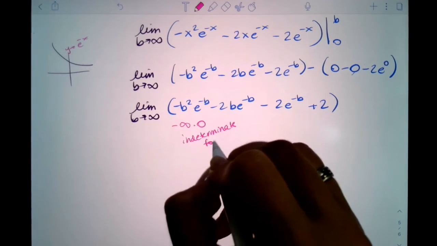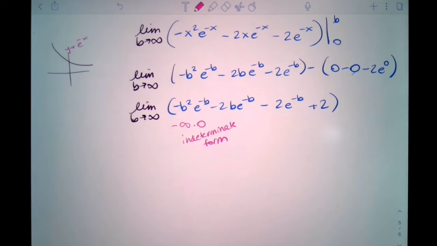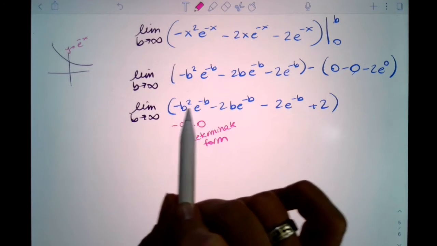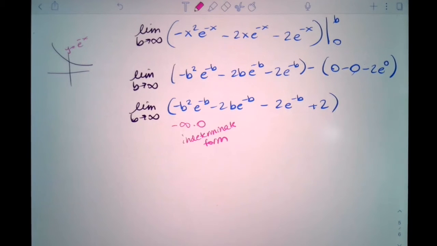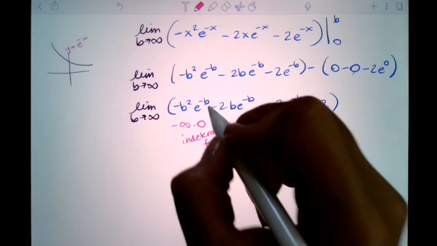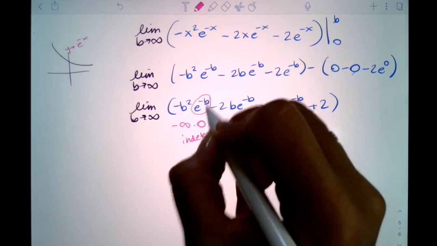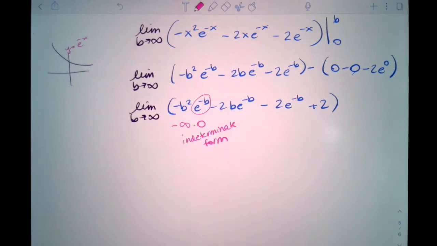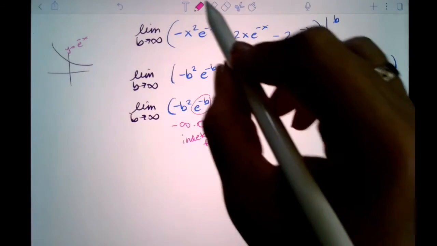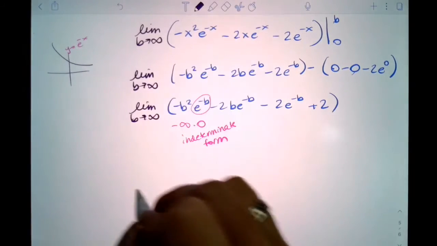Luckily for us, we have a very efficient way of handling this because I can use L'Hopital's rule. Well, I should be able to. But the only way I can use L'Hopital's rule is if I take this thing and make it look like a fraction. Lucky for me, we can very craftily move this e to the negative b down into the denominator. Actually, I'm going to do that across the board because that's a legal thing to do.